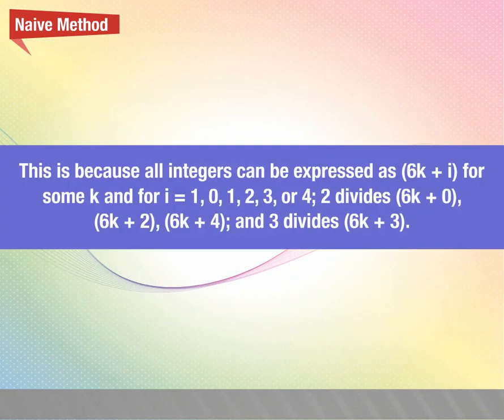This is because all integers can be expressed as 6k plus i for some k and for i equal to 0, 1, 2, 3, 4 or 5. 2 divides 6k plus 0, 6k plus 2, 6k plus 4, and 3 divides 6k plus 3.